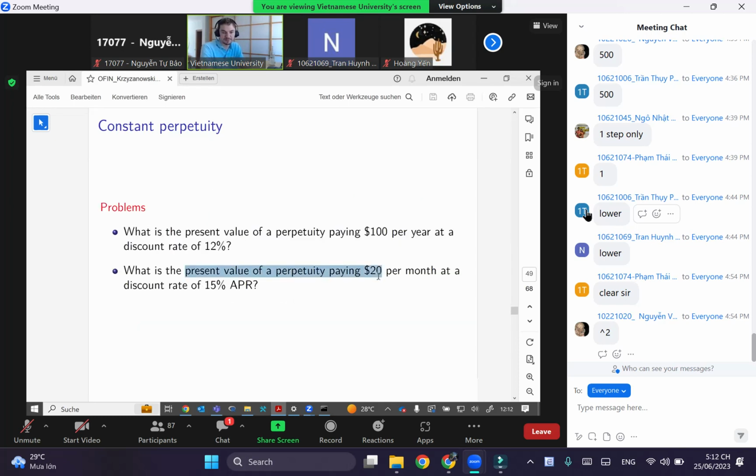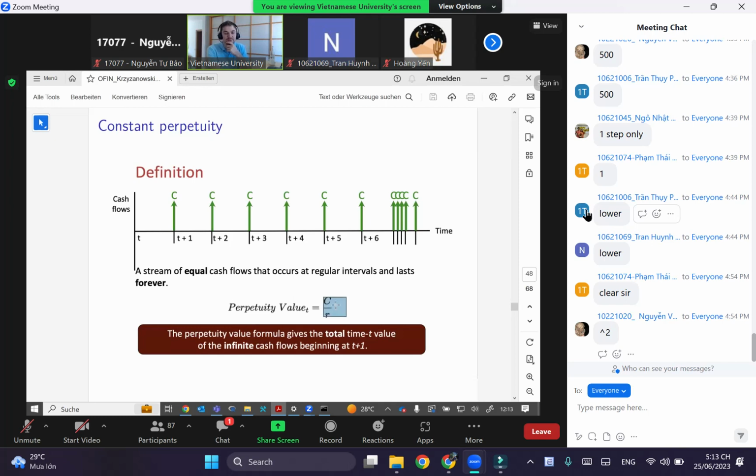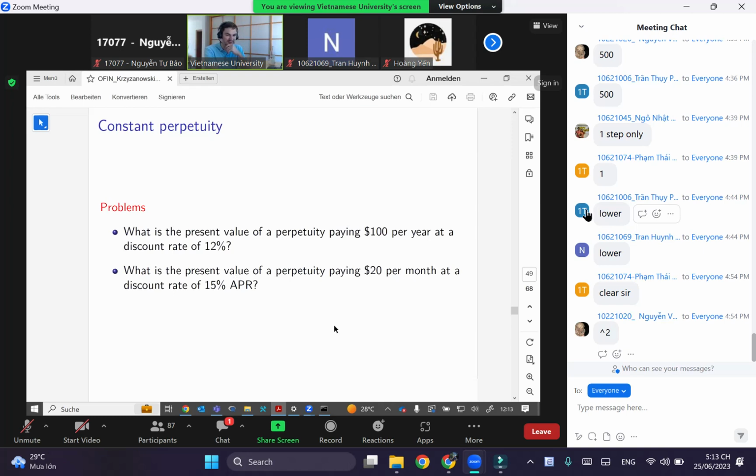What is the present value of a perpetuity paying 20 per month at a discount rate of 15% APR? Recall, here you have the payment per month, and 15% APR. You have monthly payments. Therefore, in order to get the monthly interest rate, you would have to calculate, as we've done before, 15 divided by 12, so 1.25%. And then with this 1.25%, you could calculate the perpetuity value by setting 20 divided by the interest rate 1.25%. So you can deal with such problems already.